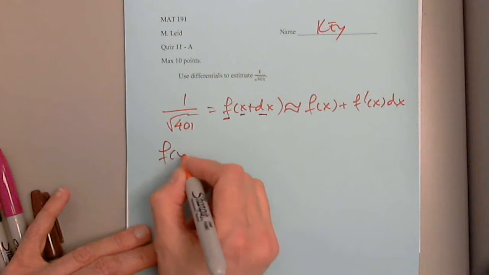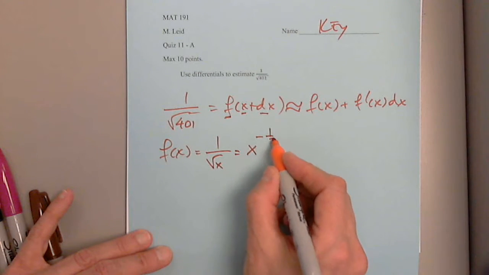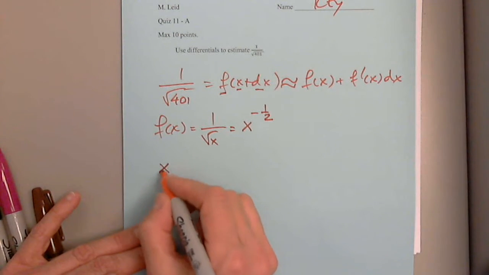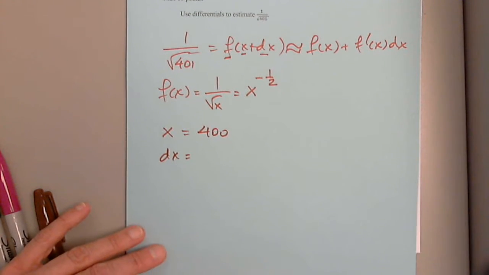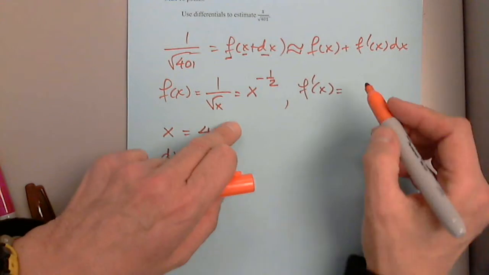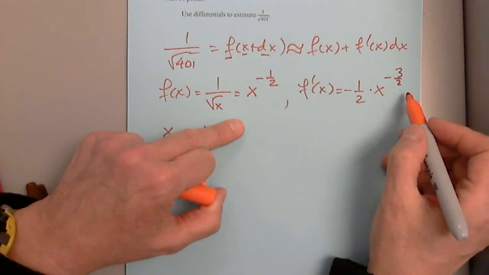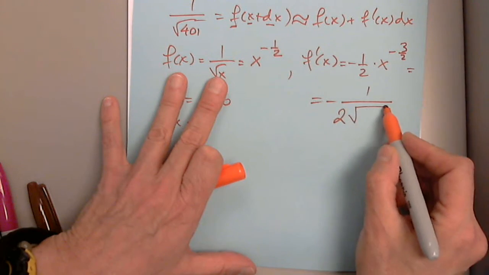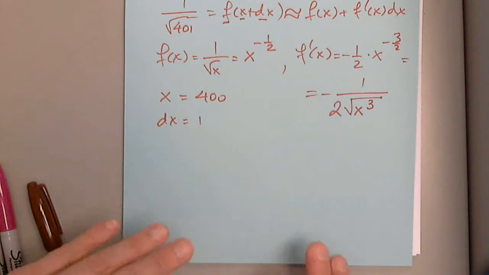Can anyone give us f of x? 1 over the square root of x. Yes, which I will immediately change into x to -1/2. Can anyone give us x? 400. Excellent. Can anyone identify dx? 1. Very good. So I have to find f prime of x, which will be -1/2 times x to -1/2 minus 1, which is -3/2. So this will become -1 over 2 times the square root of x cubed. You can simplify it or not, it doesn't matter at this point.